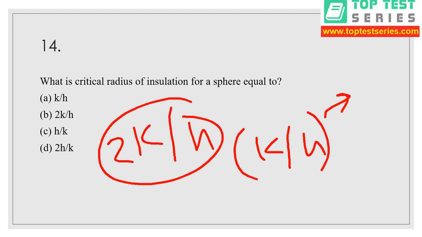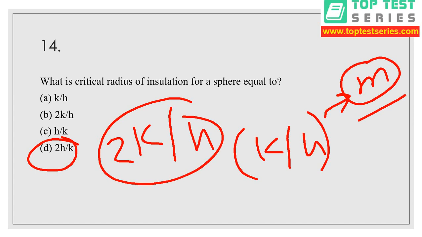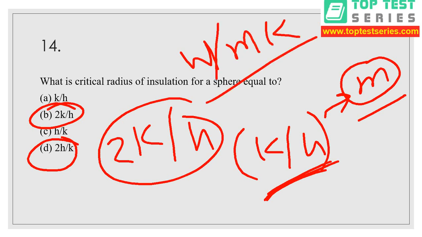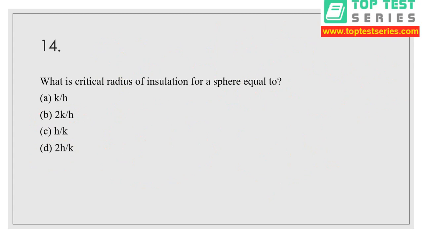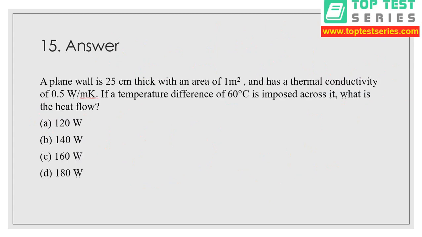If it is given in meter, that means it is correct, because initially maybe you will get confused whether it is 2h by k or 2k by h. So for that case, my dear, put the unit of k, that is watt per meter Kelvin, and h, that is watt per meter square Kelvin. So if you do so, you will get the unit, that is meter. Therefore my dear, option B is the correct answer, that is 2k by h is the correct answer for this question.